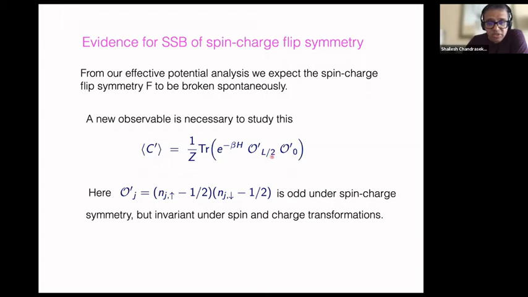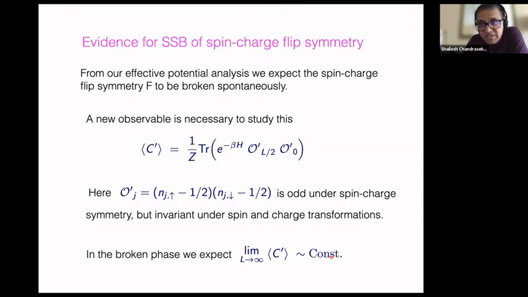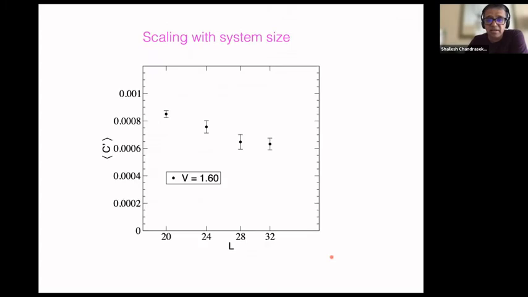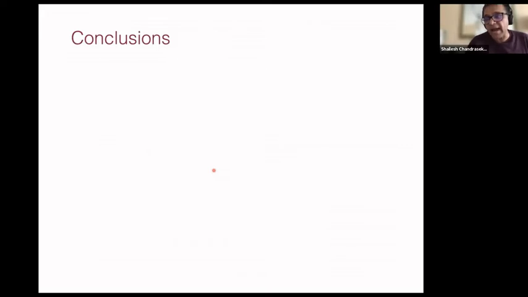But at the moment, we've just used it to measure the 2-point correlation function. And this is odd under spin charge flip, but it's invariant under spin and charge transformation. So again, we expect this in the broken phase to go to a constant if the symmetry is broken, right? And so indeed, here is some preliminary data for this particular correlation function. And we do see that it's beginning to average at 1.60, which is in the broken phase. Okay, so that's all I had.